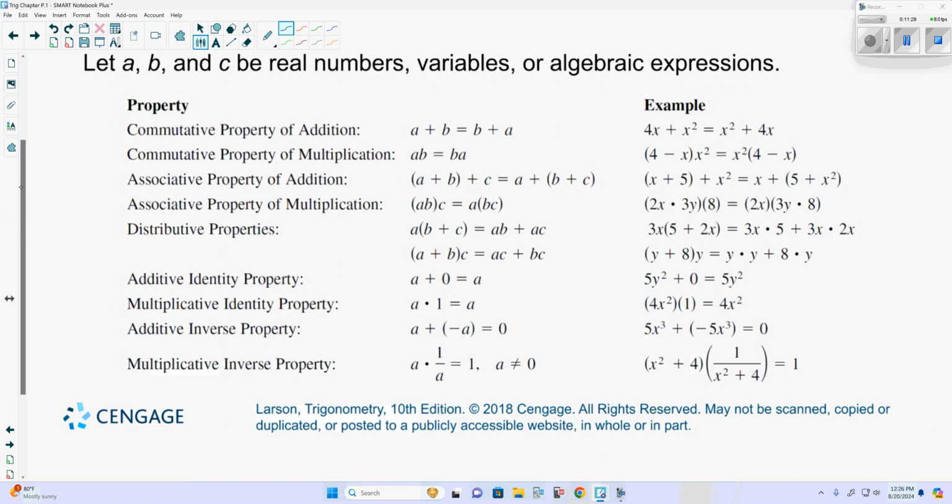The additive identity property: if you add 0 to something, it doesn't change it. I think that was one of our favorite ones in elementary, wasn't it, adding 0? The only one that we liked more than it was multiplying by 0, so it gave us 0. Multiplicative identity: multiplying by 1 gives us what we have back. Additive inverse property: if we add the opposite or the negative of what we have, we'll get to 0. And if we multiply by the inverse, we get 1.